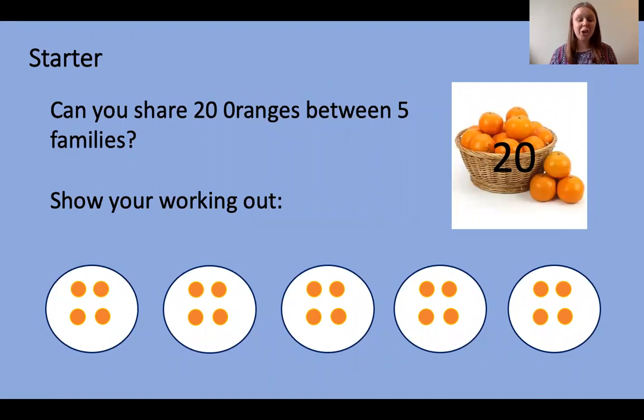Okay, let's have a look. So if you have 20 oranges and you're going to share between 5 families, all of those 5 families should have equal groups, okay? And in those equal groups, you'll find that you have 4 oranges for every group or every family. So we have 4, 8, 12, 16 and 20. So well done if you got that correct.